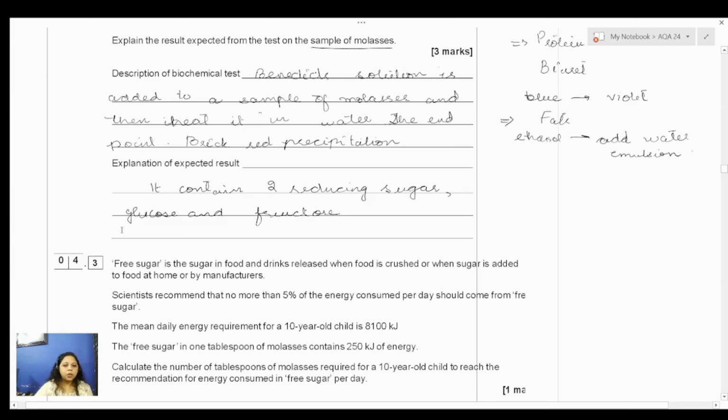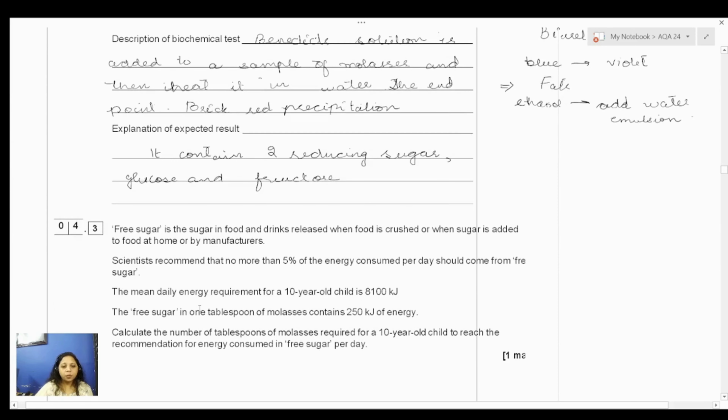Next one. Free sugar is sugar in food and drinks released when food is crushed, or when sugar is added to food at home or by manufacturers. Now again, a calculation is needed. It's easy. Try to understand this. Scientists usually say that 5% of the energy should be from sugar. We should consume only 5%, not more than that.